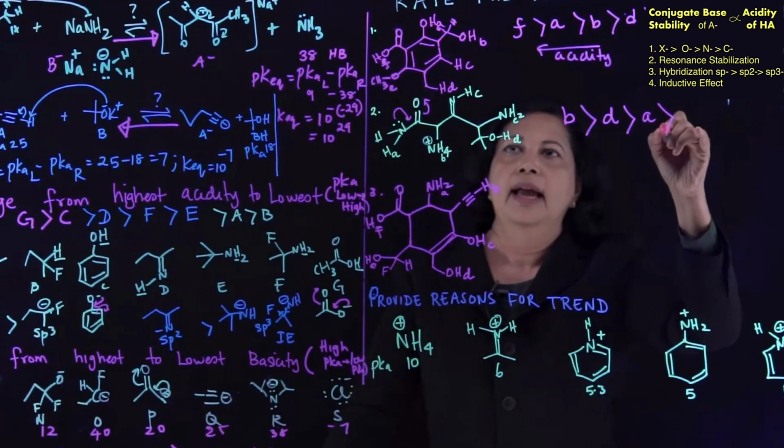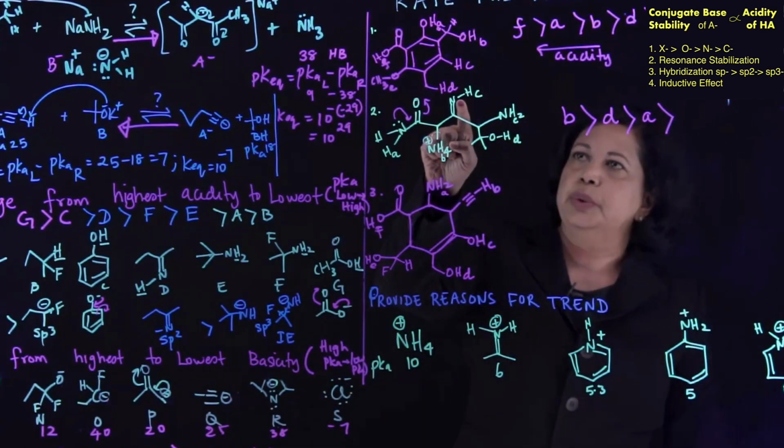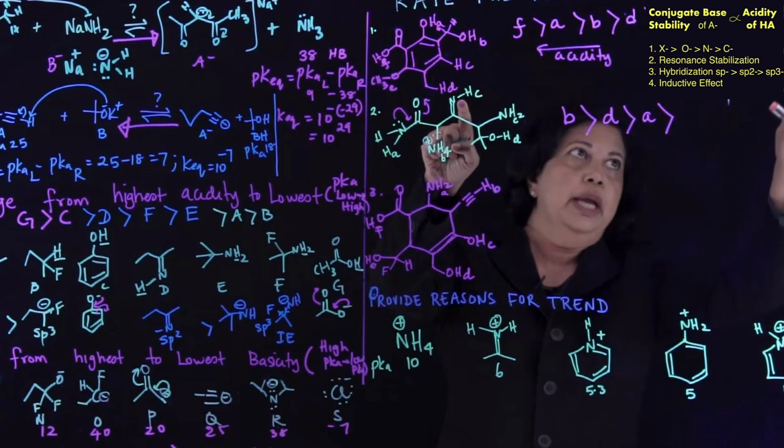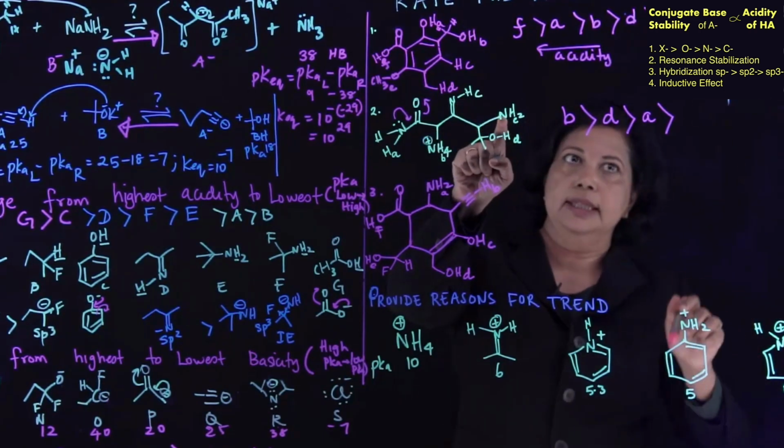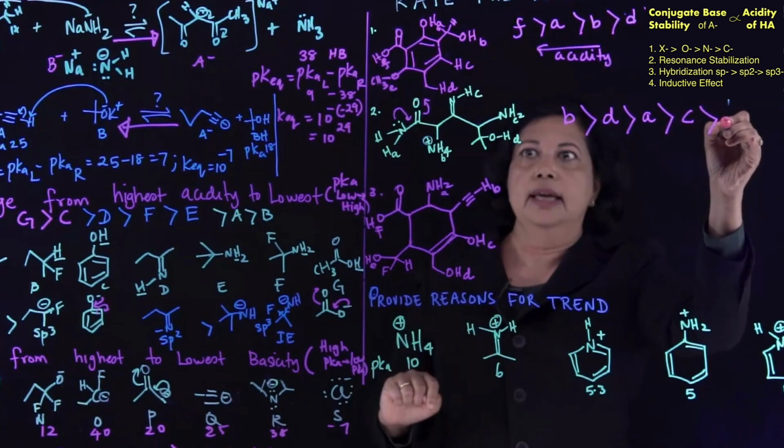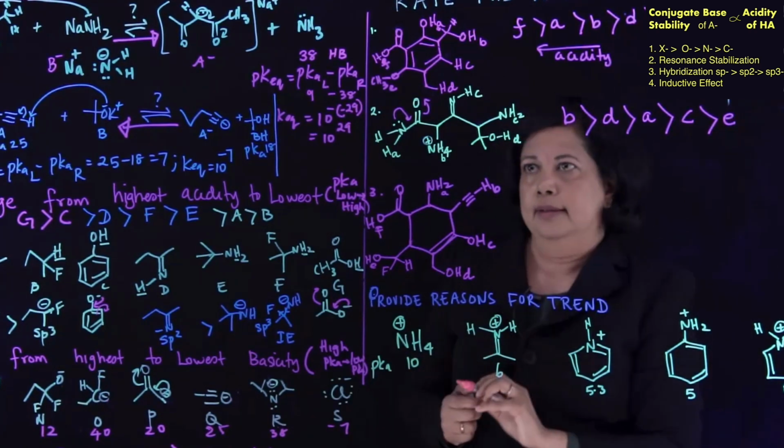So A, and then between these two, if you take this off, it's an sp2 anion. That's more stable than if you take this off and create an sp3. C greater than E.